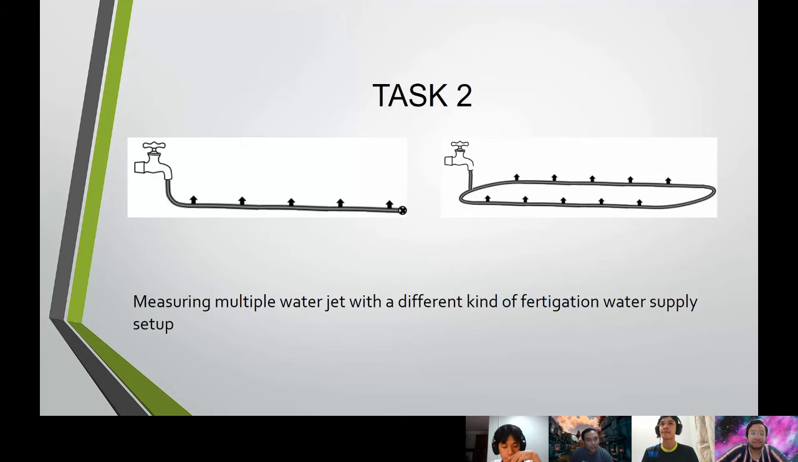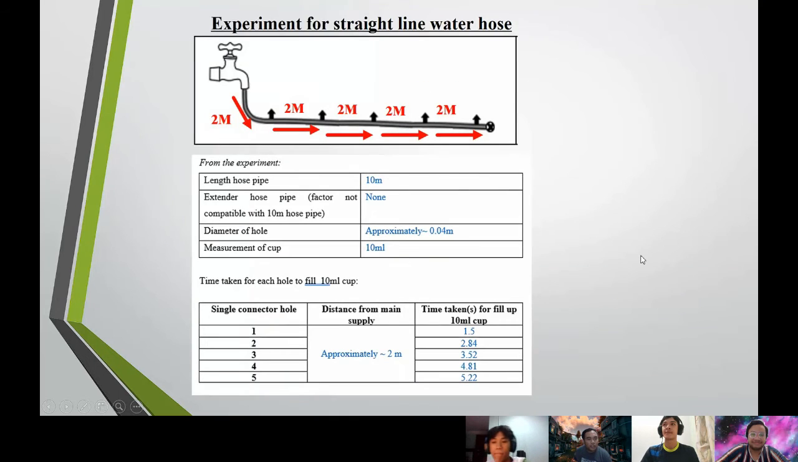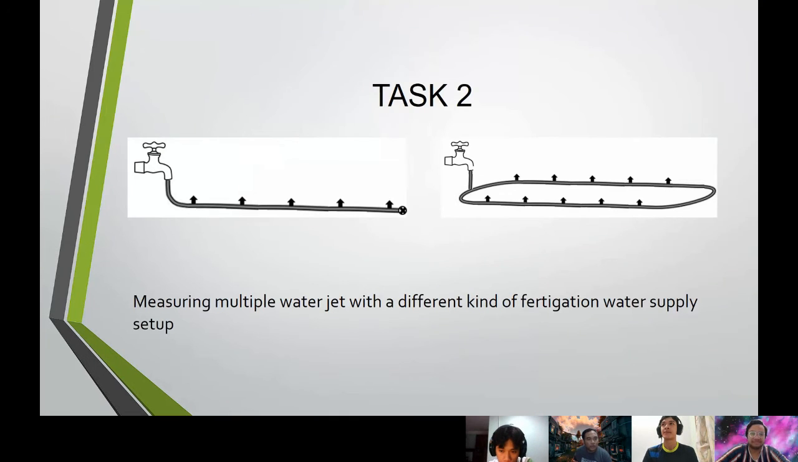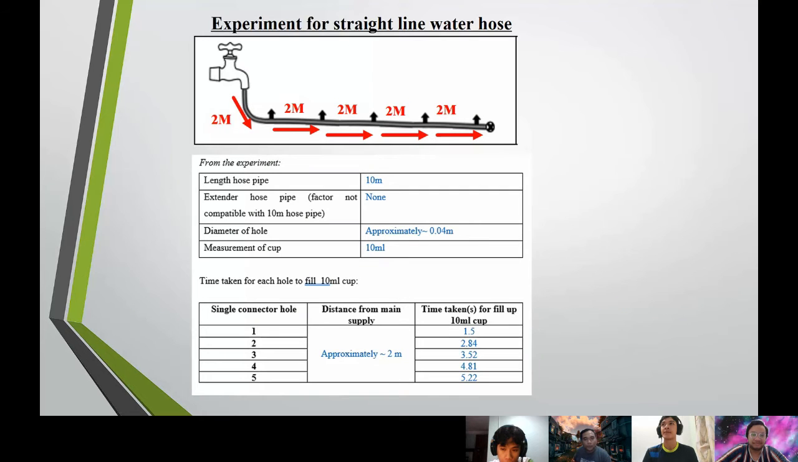Okay, my name is Nabil Ilman. For this assignment, for task 2, we're measuring the multiple water jets with different kinds of fertigation water supply. As you can see, we have two types of fertigation, which are the straight line and the closed loop hose.